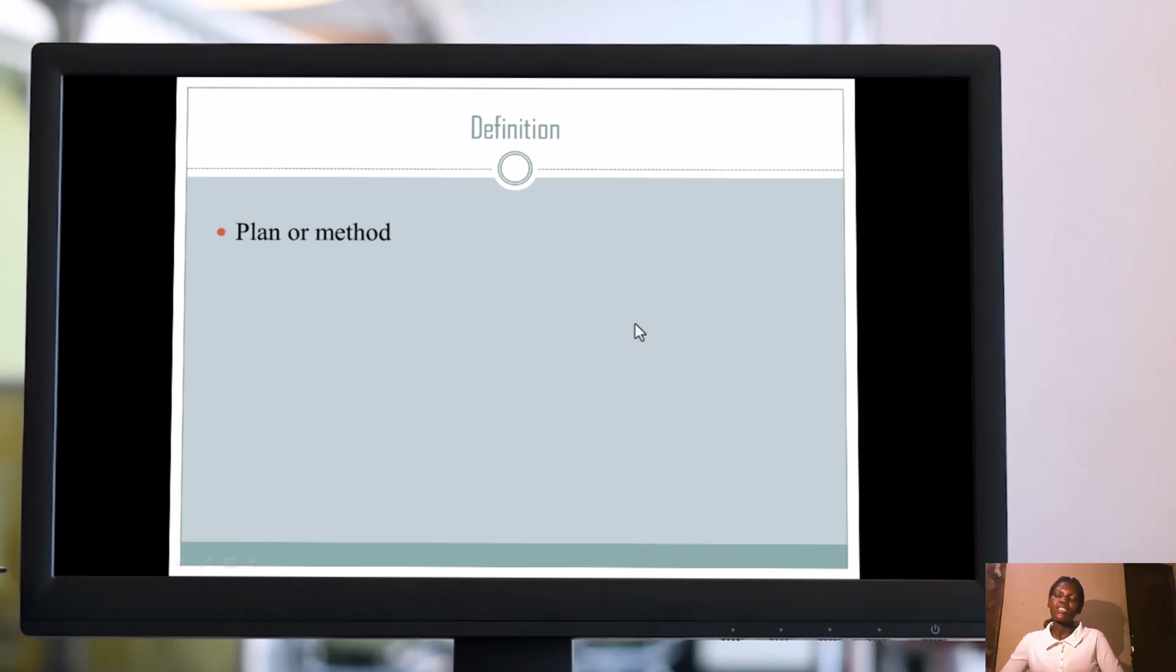Let's see what a search strategy is. These are basically a plan or a method that we use to get relevant information on topics or research questions that we normally find at various places or institutions. Where are such strategies being used?